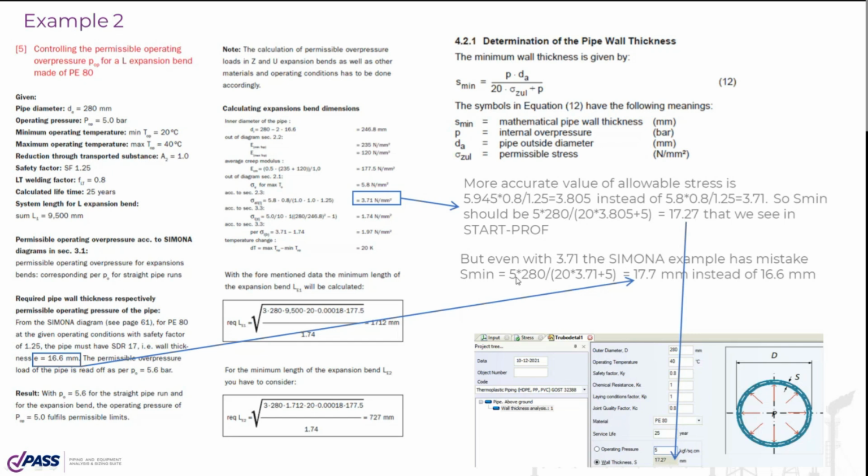And this is the wall thickness. We calculate the wall thickness. You see almost the same value. Also, there is some error in the example of Simona, so we calculated more accurately in StarProf. So in the StarProf Elements procedure, you can calculate the wall thickness for thermoplastic piping.